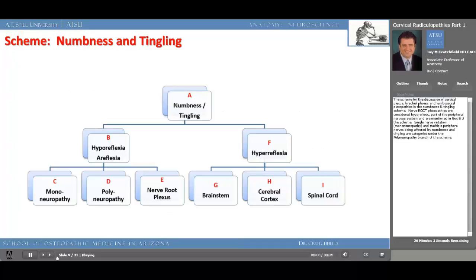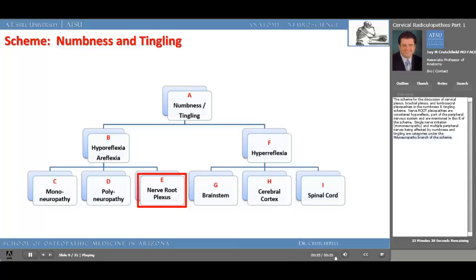The scheme for the discussion of cervical plexus, brachial plexus, and lumbosacral plexopathies is the numbness and tingling scheme. Nerve root plexopathies are considered hyporeflexic, part of the peripheral nervous system, and are mentioned in box E of the scheme. Single nerve irritation, i.e. a mononeuropathy, and multiple peripheral nerves being affected by numbness and tingling are categorized under the polyneuropathy branch of the scheme.